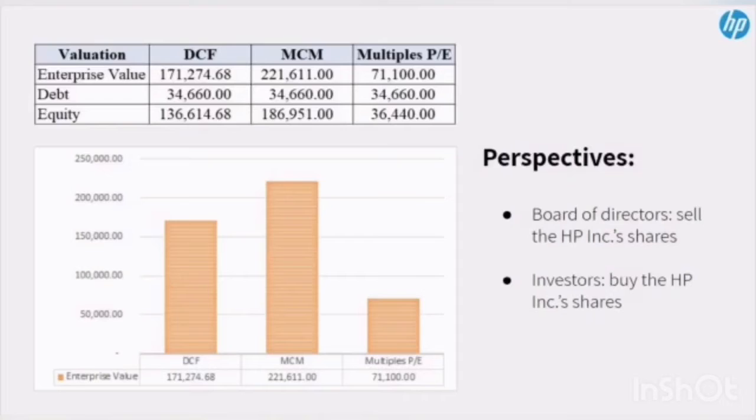There are two perspectives to decide which method is better than the other. For example, if HP board of directors are thinking to sell the company, they would prefer to choose the method that has a high enterprise value, because they will obtain more money for its shares. In this case, the board will prefer to use the market capitalization method. However, if an investor wants to buy HP Inc., they would prefer to value the company with a method that offers a lower price for the company's share, in this case, the multiple PE method.